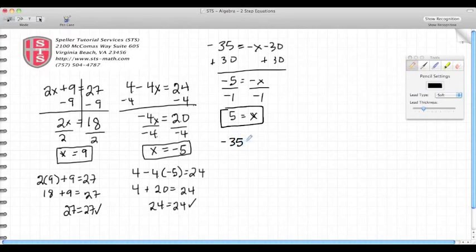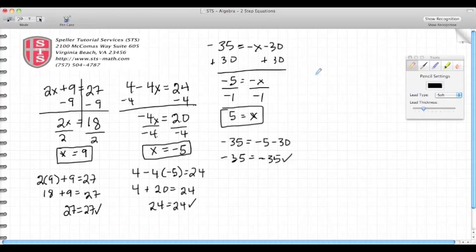We're going to substitute back into our original equation and then evaluate to make sure our answer is correct. Negative 5 minus 30 gives me a negative 35, and I see that negative 35 is equal to negative 35, so that there is in fact correct.